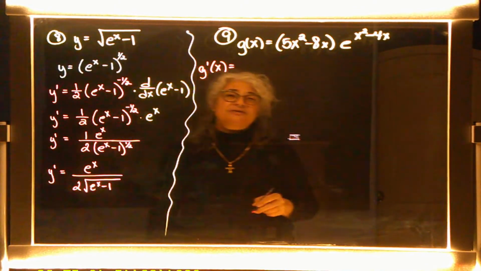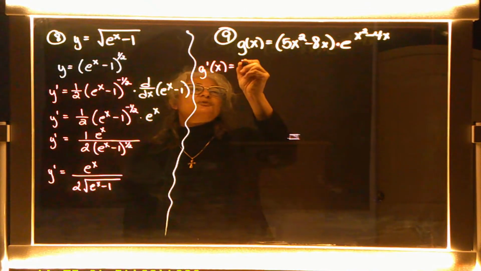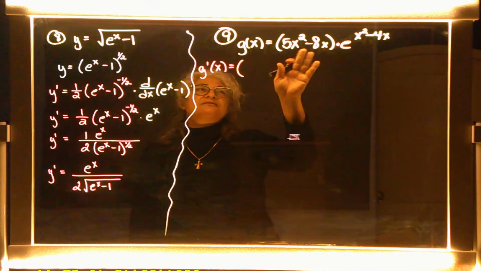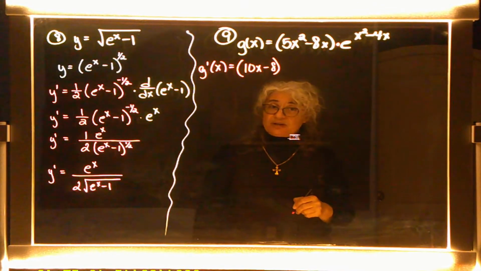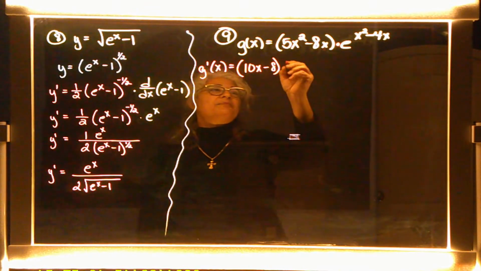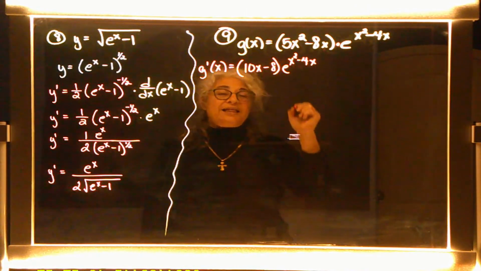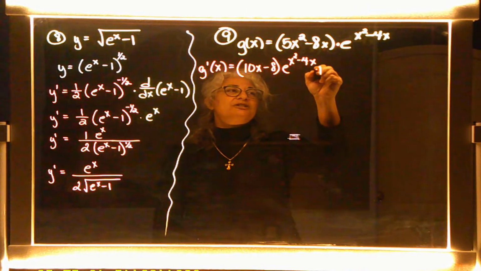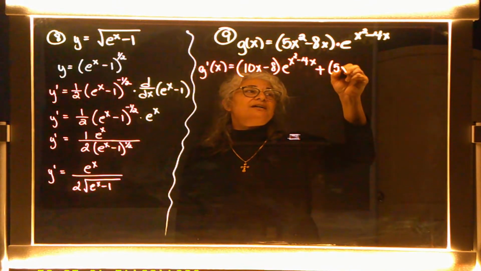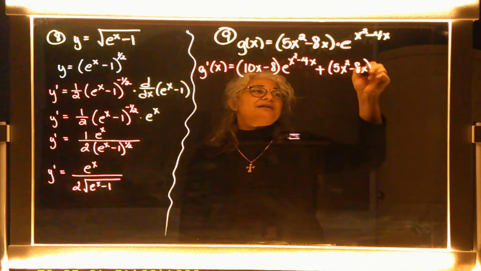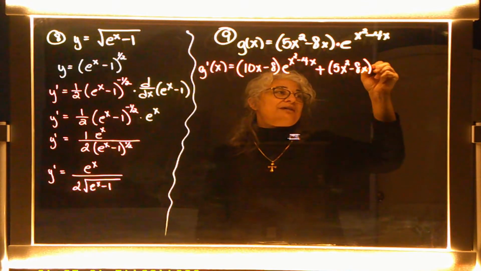What do we do first? Take the derivative of the parenthesis, right? Because there's the multiplication. So what's the derivative of my parenthesis? Good, that'll be 10x minus 8. Then multiply it by the second one. We leave the second one alone. And then add. What are we adding? We leave the first one alone now, so that's 5x squared minus 8x. Then I get to take the derivative of e, which is just itself.